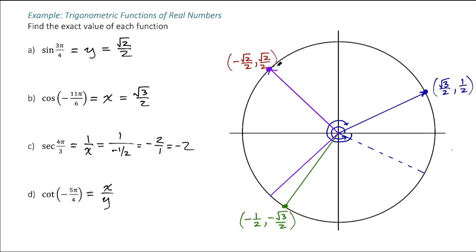So that point, I have that point already. And so then I can write this. Well, the x-coordinate is negative root 2 over 2 over the y-coordinate, which is root 2 over 2. We can see those are the same number. One's negative, one's positive. So this is going to be negative 1.